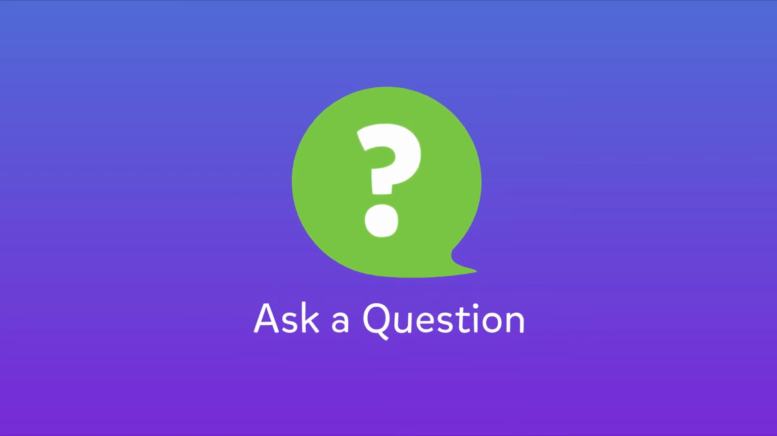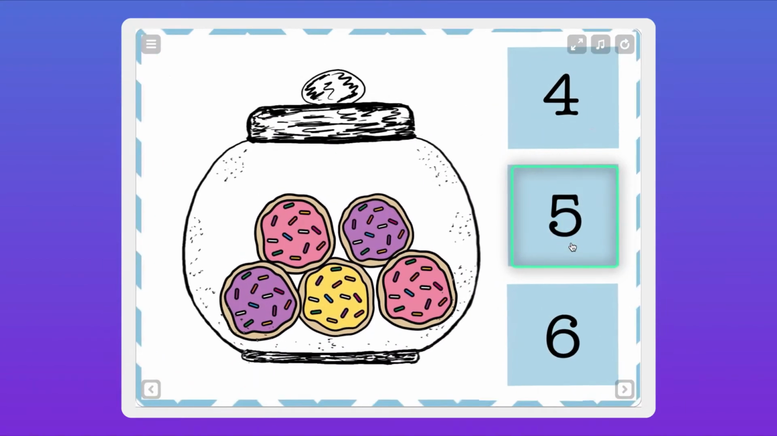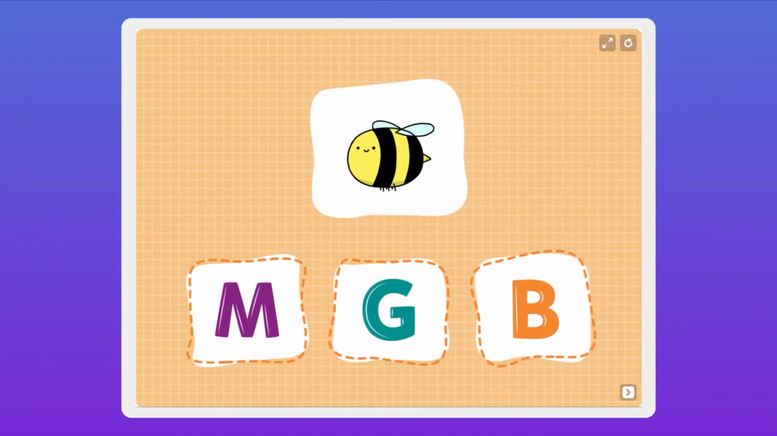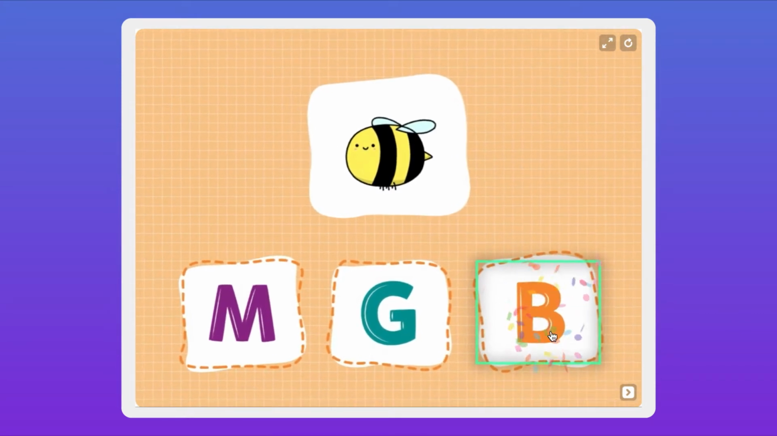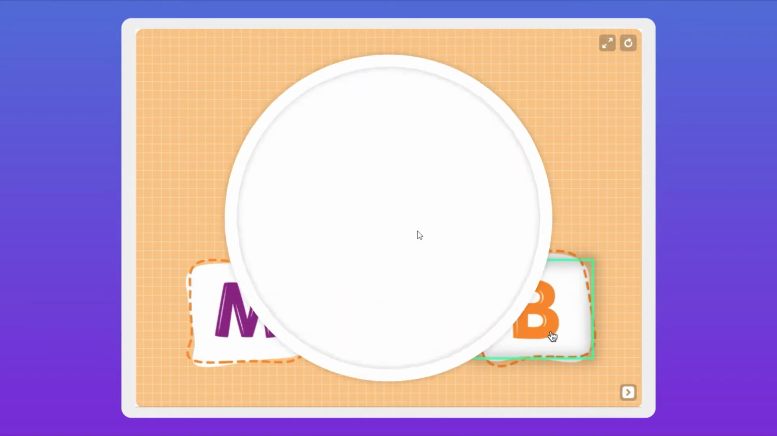The Ask a Question activity allows you to easily create quizzes and test children's comprehension. For example, in this game that teaches spelling. With which letter does the word B start? You're right, the word B starts with the letter B. Let's see how it's done.